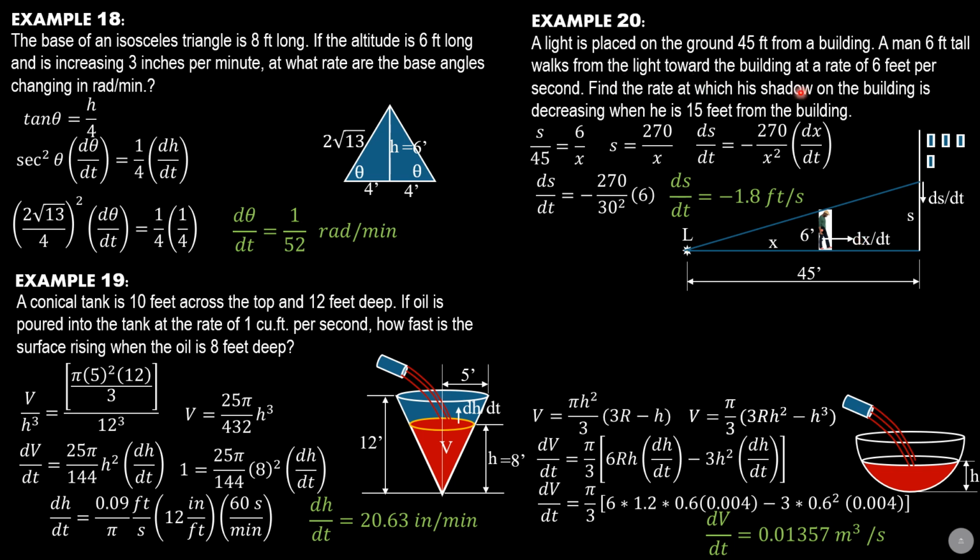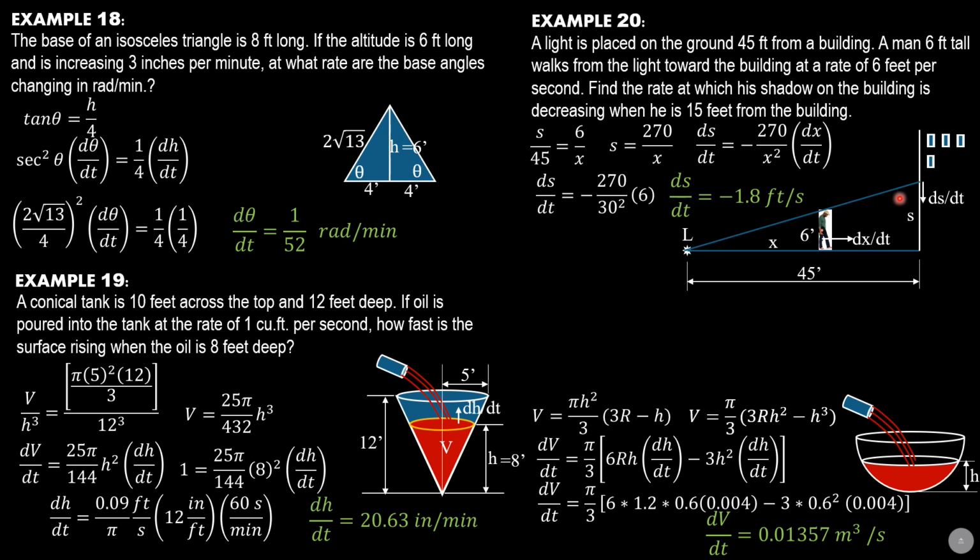Then find the rate at which his shadow on the building is changing. If you notice, when the man approaches the building, the shadow of the man decreases. So it is expected, ds/dt negative. Find the rate at which the shadow on the building is decreasing when he is 15 feet from the building. When the man is 15 feet from the building, then x is 30 feet, 45 minus 15.